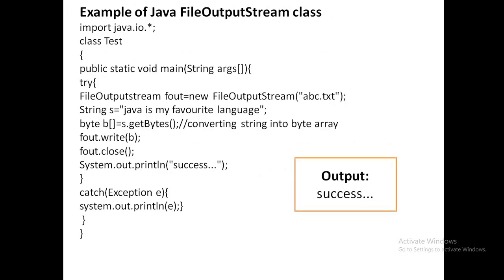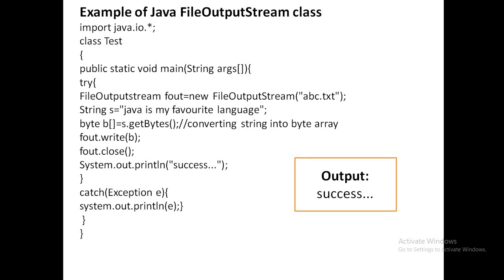Here comes an example of Java file output stream class, where we have a class Test, and inside which we have the main function, which includes the try and catch block of exception. So in the try block, we created an object for the file output stream class, and also there is a variable s which is of string data type, which stores the content within the quotes. So here the object opens the output file.